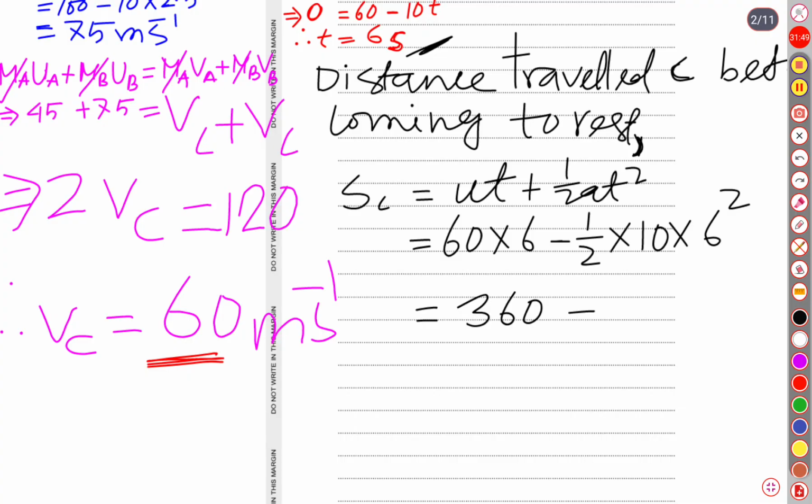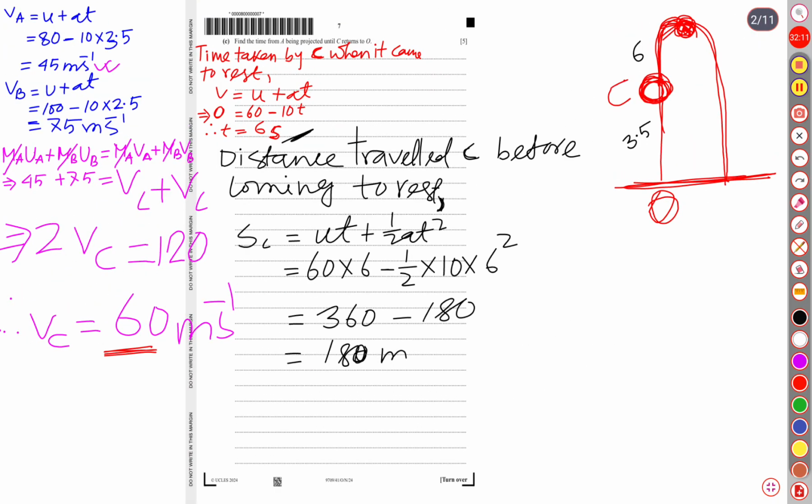Hence it is going to be 360 minus, what is it going to be, 5 times 36, so 180. From 360, if we subtract 180, it is going to be 180 meters. So the distance traveled by particle C was 180 meters.